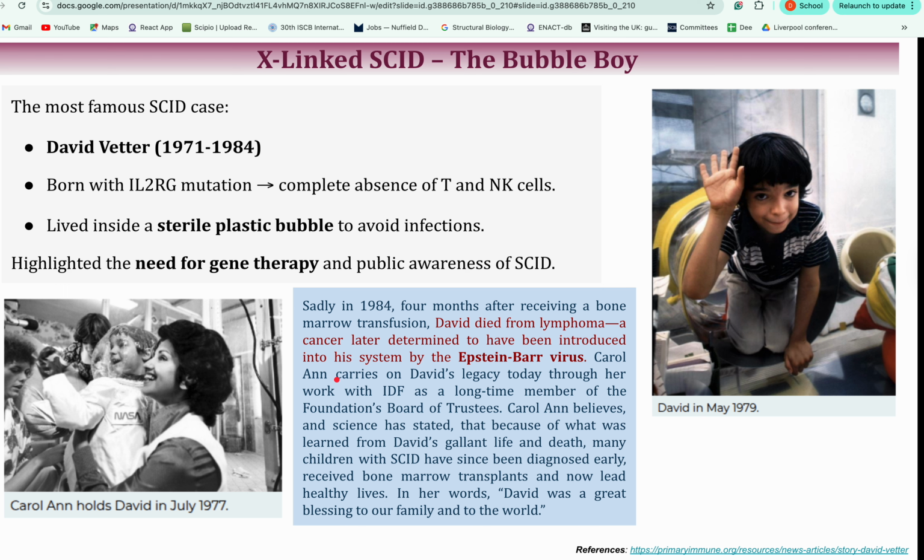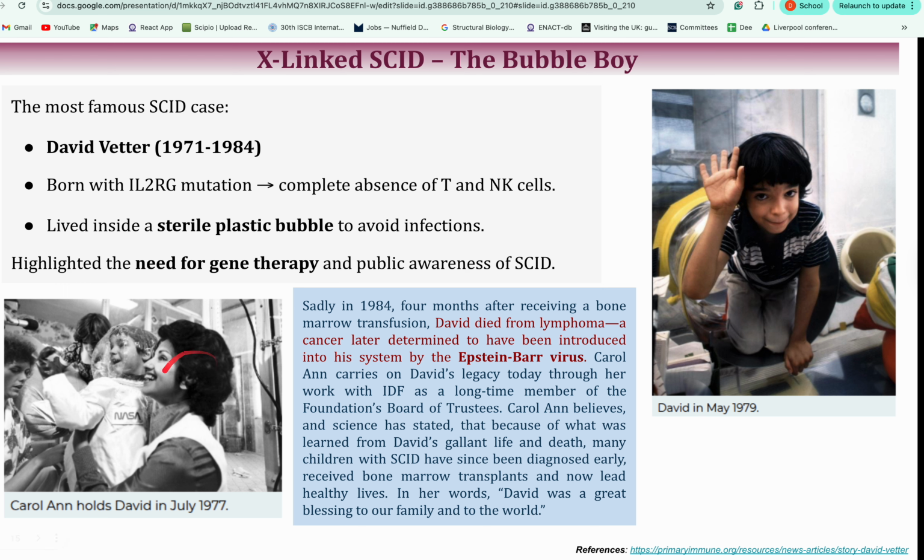So Carol Ann, who is the mother of this David Vetter, through her work with the IDF as a long-time member of the Foundation's Board of Trustees, mentioned, and she believed, that because of what was learned from David's life and death, many children with SCID have since been diagnosed early, received bone marrow transplants, and now lead healthy lives. So, in her words, David was a great blessing to our family and to the world.